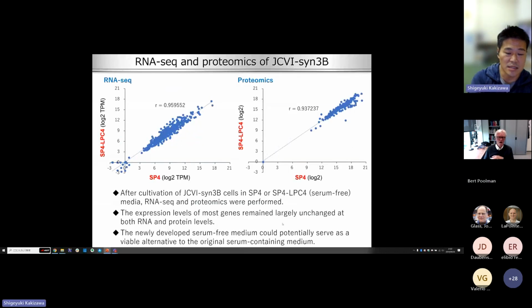We did RNA-seq and proteomics analysis of Syn3B. Here is the result, SP4 versus the lipid non-serum media, LPC4. Here is the RNA-seq and the proteomics. The expression levels of most genes remained largely unchanged at both RNA and protein levels. So the newly developed serum-free media could potentially serve as a viable alternative to the original media.